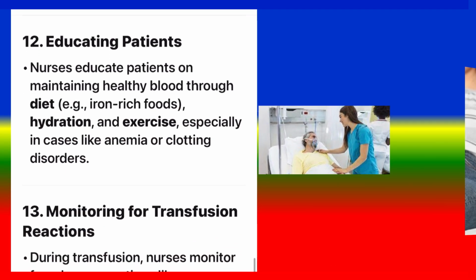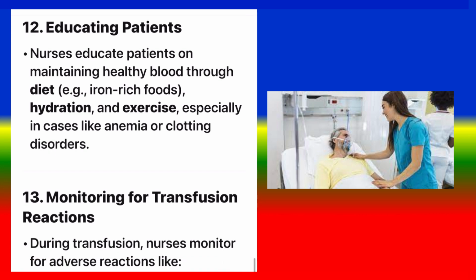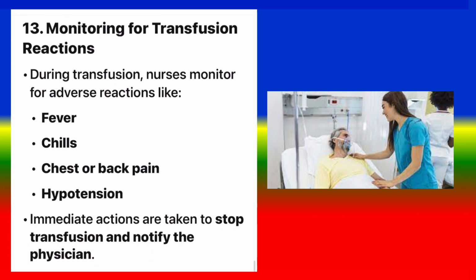12. Educating patients. Nurses educate patients on maintaining healthy blood through diet, e.g., iron-rich foods, hydration, and exercise, especially in cases like anemia or clotting disorders. 13. Monitoring for transfusion reactions. During transfusion, nurses monitor for adverse reactions like fever, chills, chest or back pain, and hypotension. Immediate actions are taken to stop the transfusion and notify the physician.